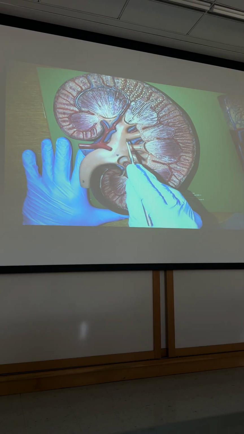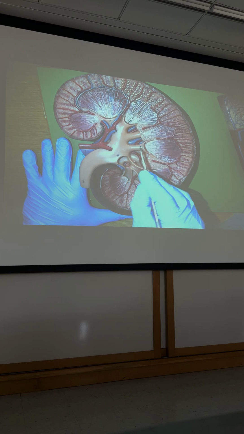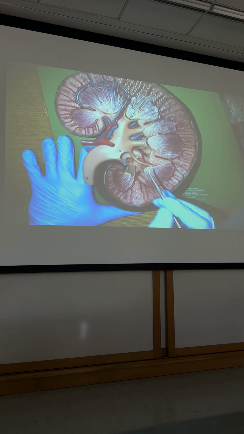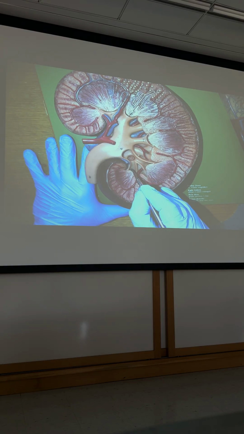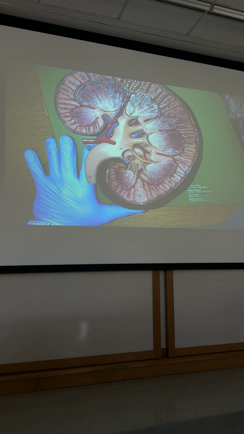In some cases, the minor calyx, or calyces is the plural, sometimes the minor calyces empty directly into the renal pelvis, which is this area here. Other times, like over here, you have one minor calyx, another minor calyx, and then they come together. So technically, like at this point, it would be a major calyx, and then it empties into the renal pelvis that way.